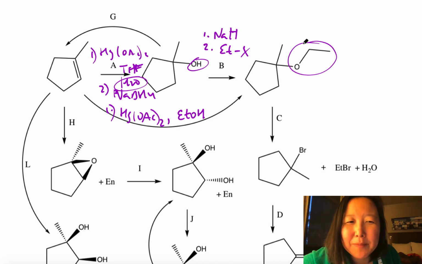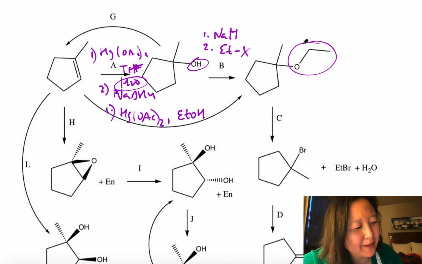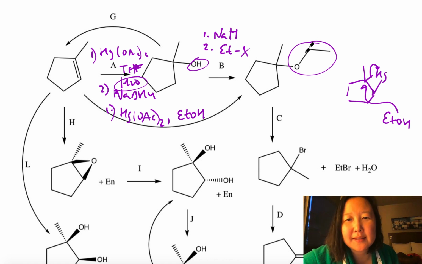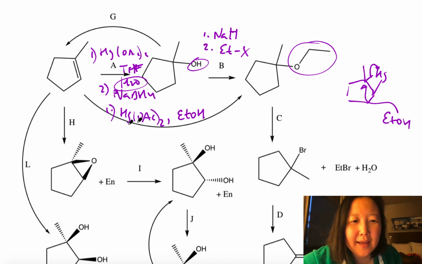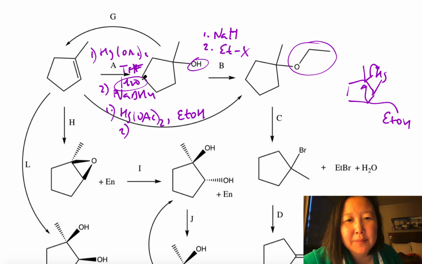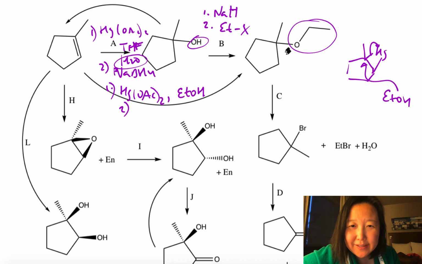And maybe it might help you to think about the mechanism. Remember, the mechanism for that involves a mercurinium ion. And then ethanol could attack here. Oops, it attacks the more substituted side. And that's how I get this, but protonated, and I deprotonate it then. Okay, so I'm not going to finish all of that, but it's basically the same as this up here. All right, moving on.